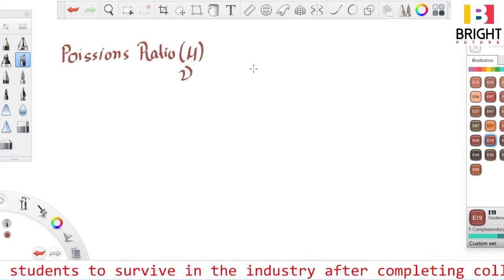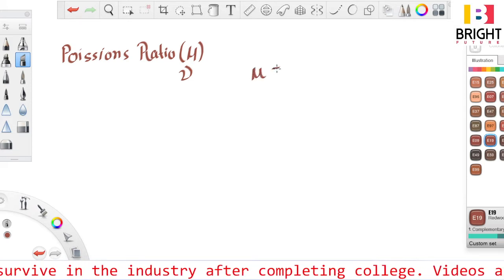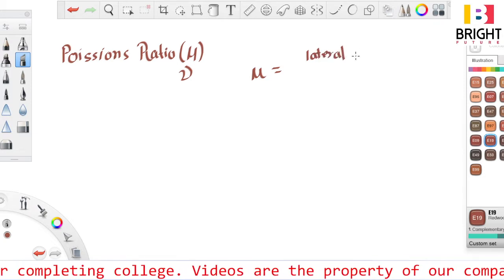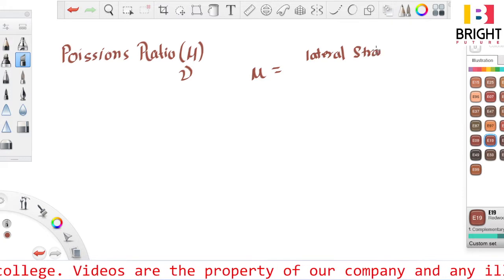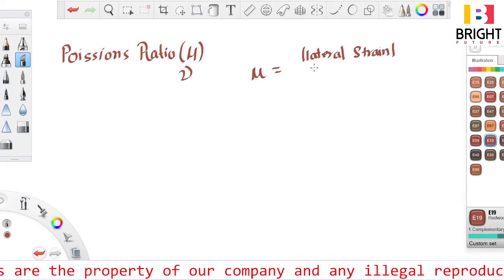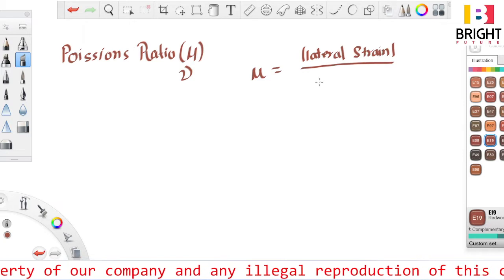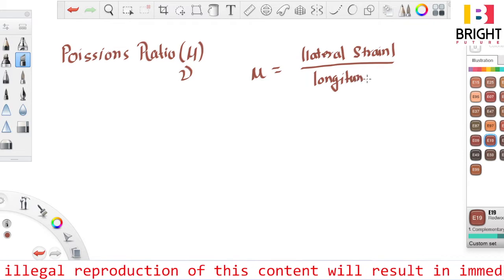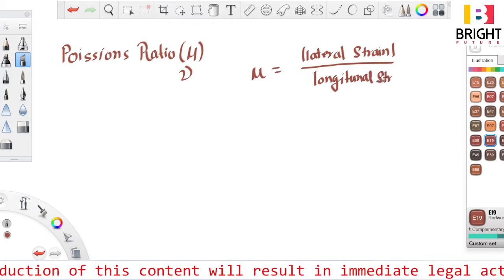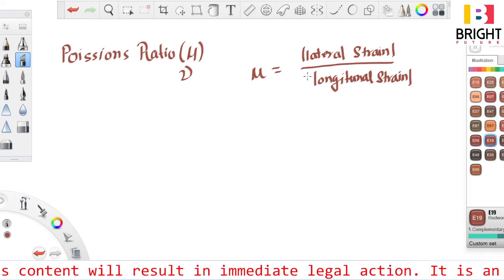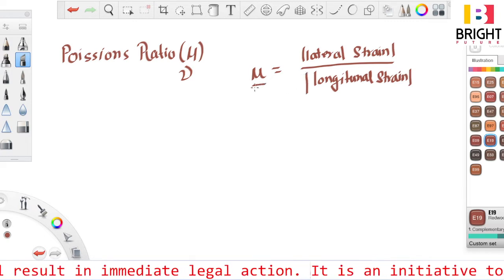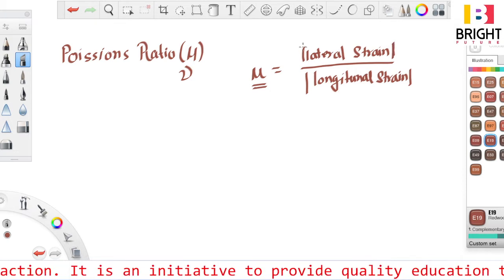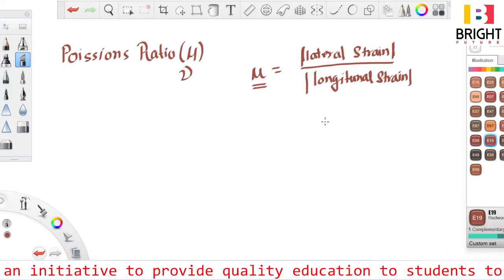Right? This mu or nu is equal to lateral strain per unit longitudinal strain, right? This is known as mu. Now I use this mod sign because it will be a positive symbol.